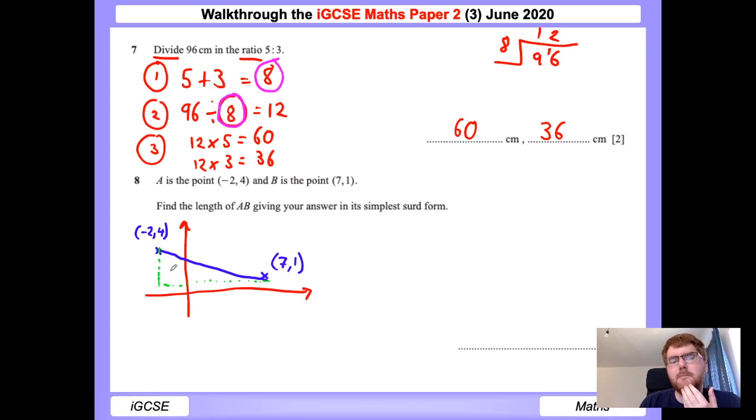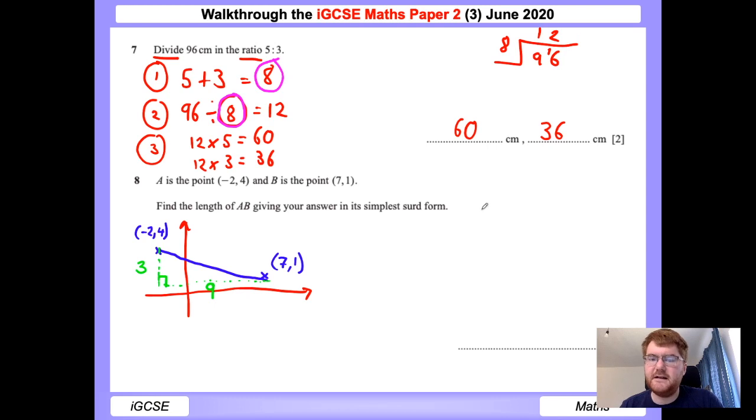And the lengths that we make here are the differences between the y and the x coordinates. So notice the height here is 4, but the height here is 1. What's the difference between 1 and 4? Well, that's going to be equal to 3. Then we look at minus 2 and 7, so for the run, the x value. What's the difference between minus 2 and 7? Well, that's going to be equal to 9.